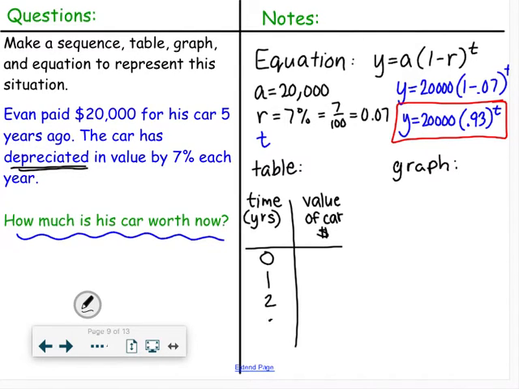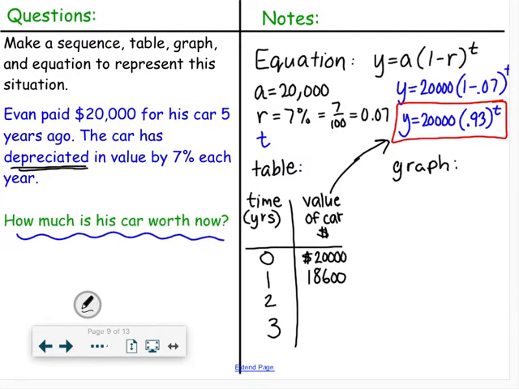0, 1, 2, and 3 are the values that I'm going to substitute in for t. So I'm using this equation right here to figure out the value of the car. So 20,000 times 0.93 to the power of 0 gives me $20,000. Next, I do 20,000 times 0.93 to the power of 1. That gives me 18,600.